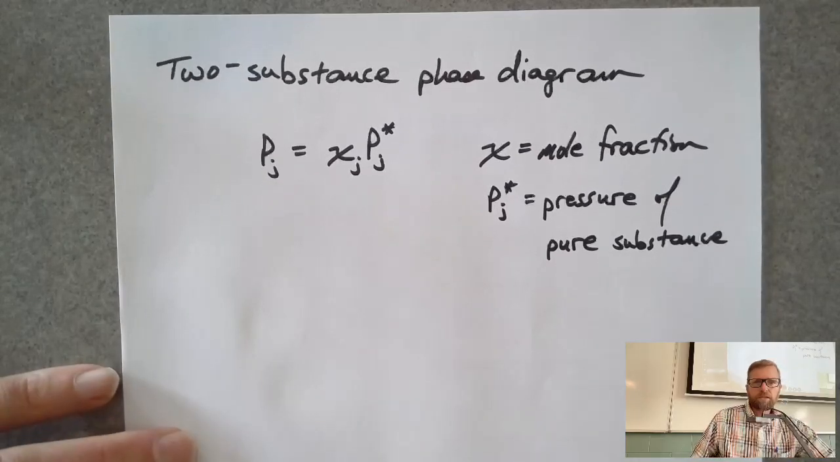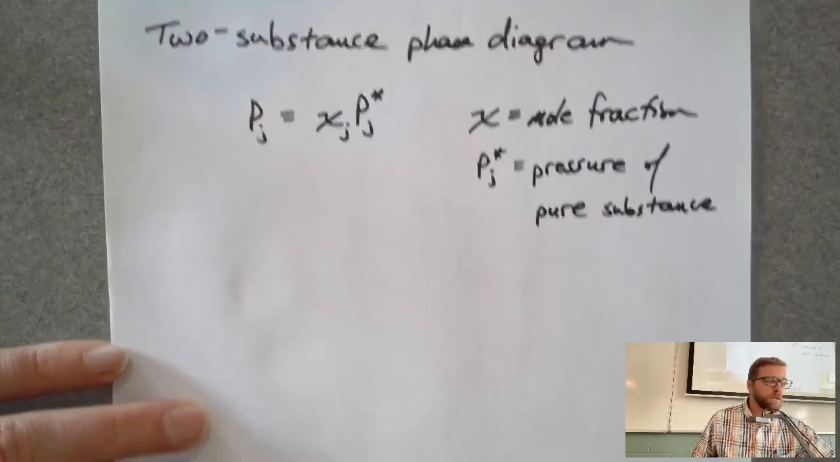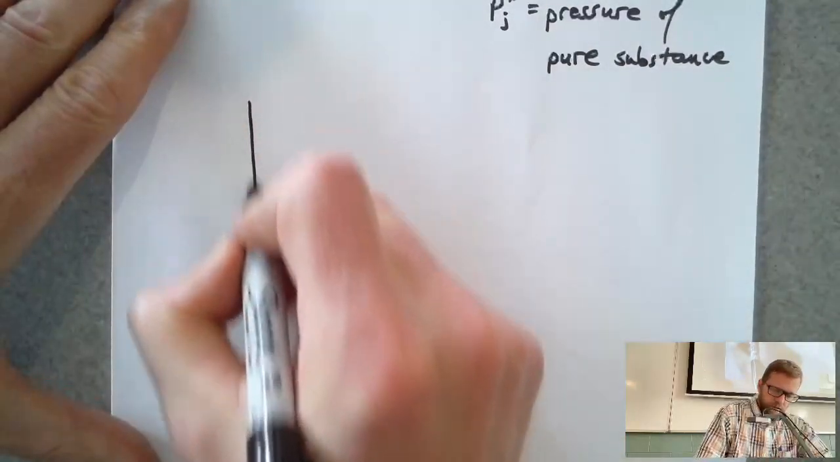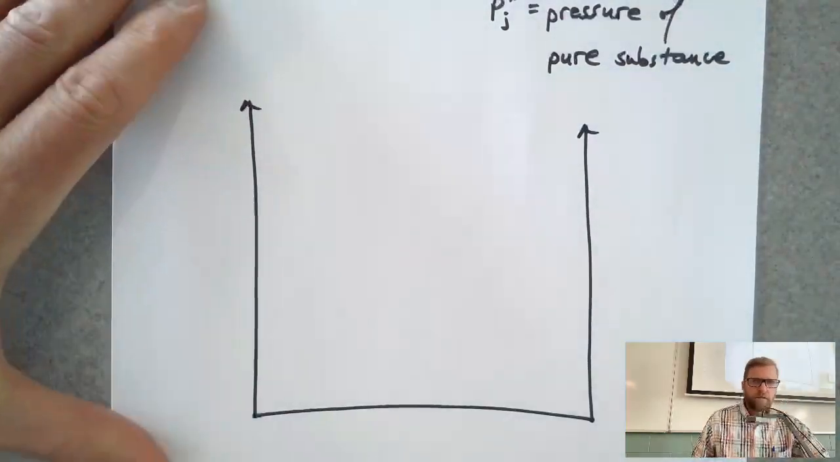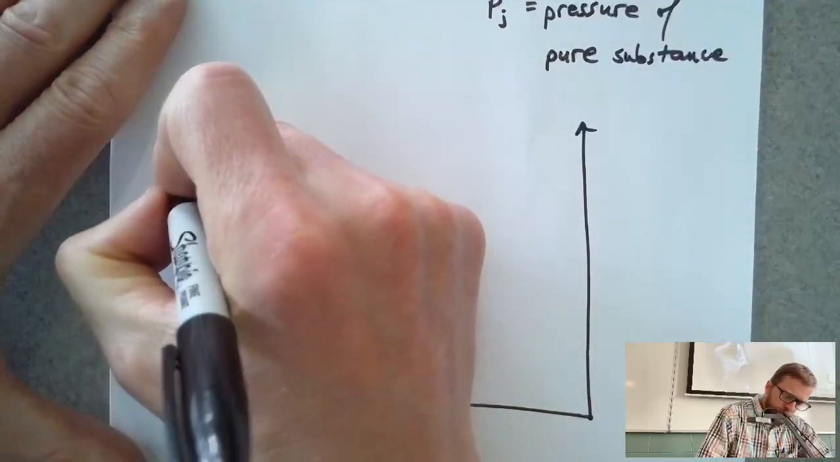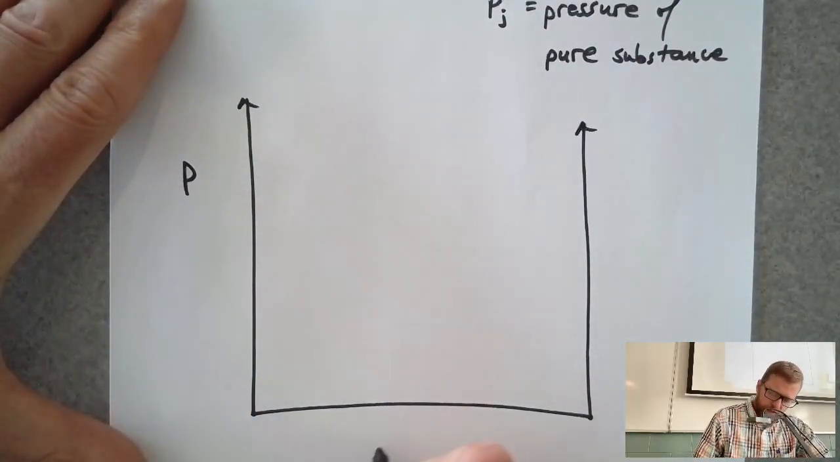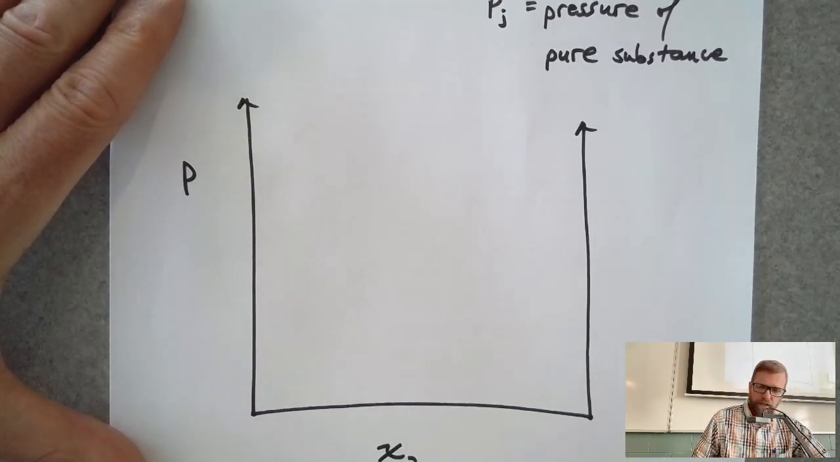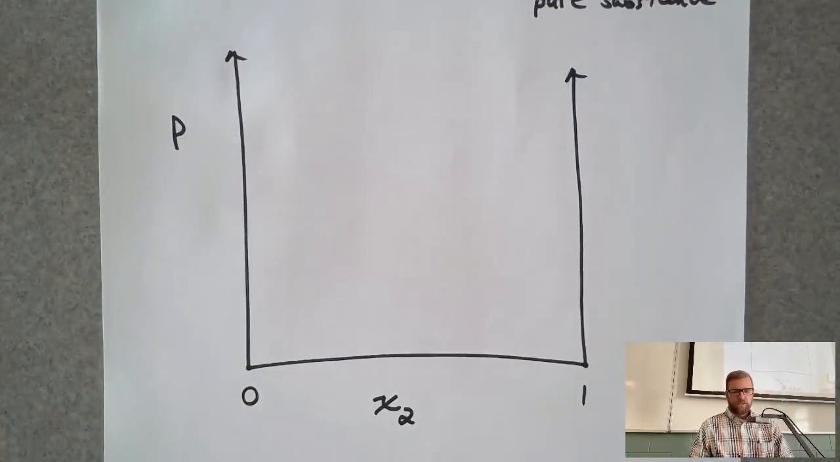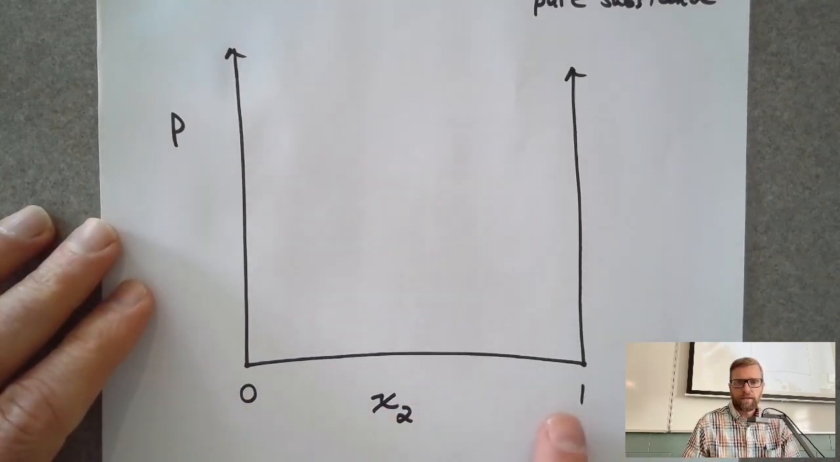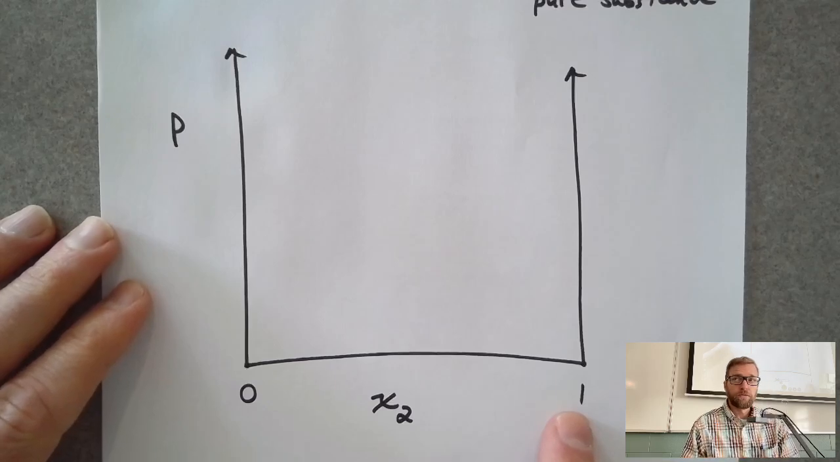And for a substance or a mixture that obeys Raoult's law, you can actually draw a nice diagram where pressure is on the y-axis and x2 is on the x-axis. This is going to go from 0 to 1. Okay, so 0 means it's all component 1, so over here is all component 1. And then 1 means it's all component 2.